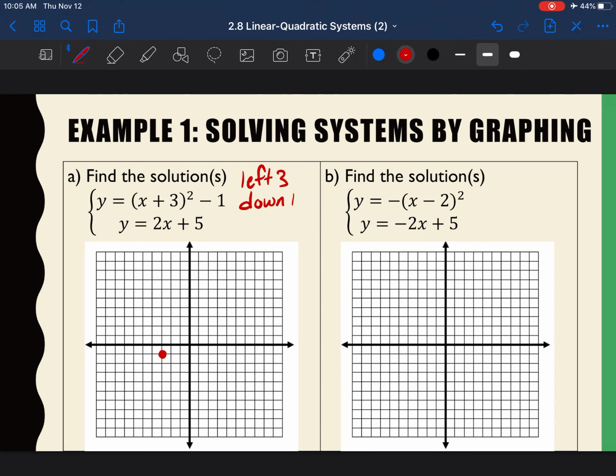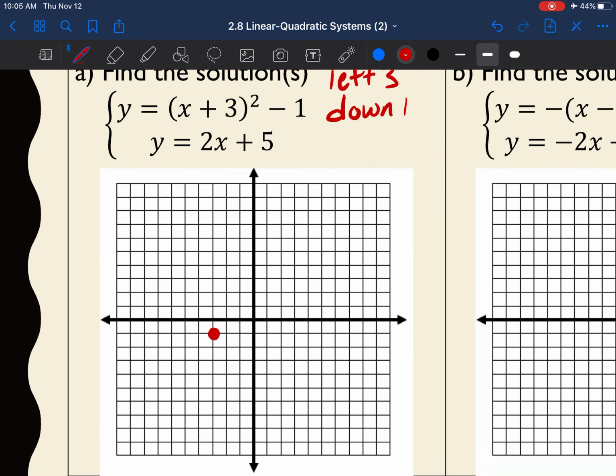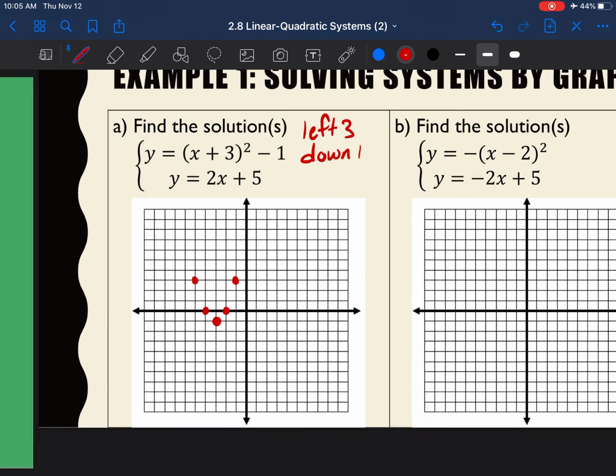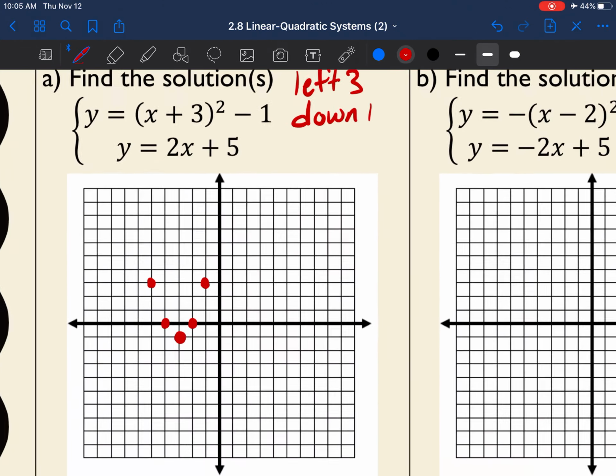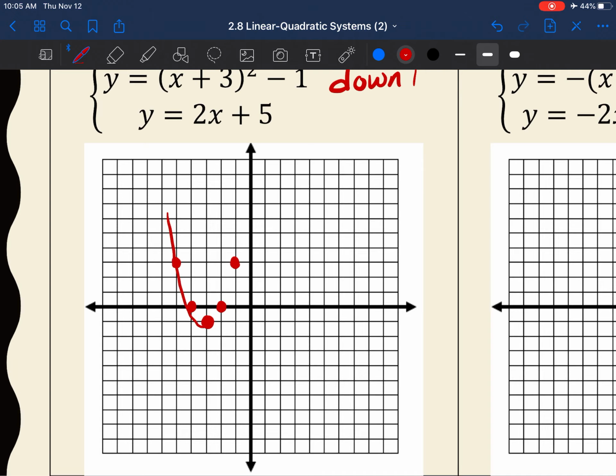It's right here. And then remember, you need to be able to place points on either side of the vertex. Remember, it's over 1, up 1, and then over 2, up 4 from the vertex. Every single time. And then connect the dots. So there is the parabola.